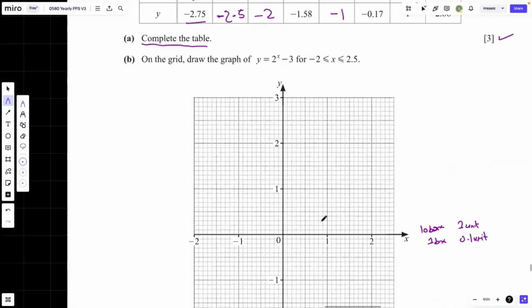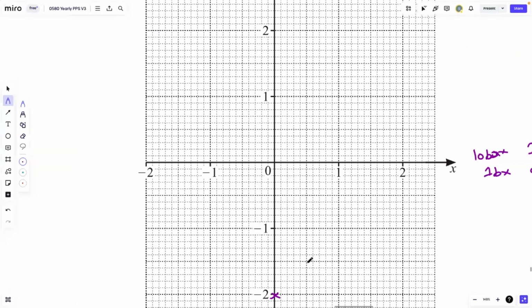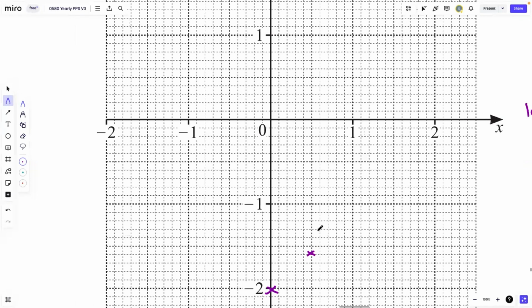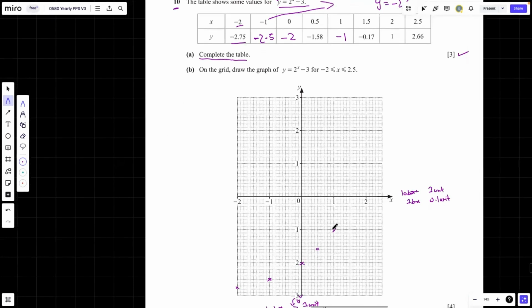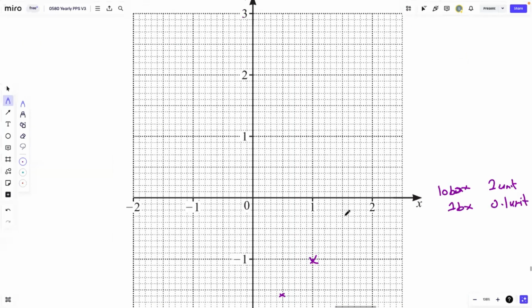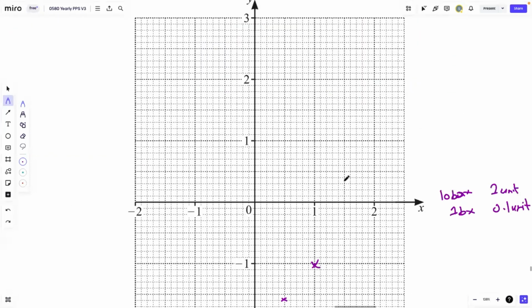0.5 and -1.58. So 0.5 and -1.5 is this. -1.58 would be, since -1.6 would be this, -1.58 is somewhere around here. 1 comma -1, 1.5, 0.17. So 1.5 and 0.17 would be somewhere around here. Hold up, it's actually positive or negative. Yeah, so you're marking it right.